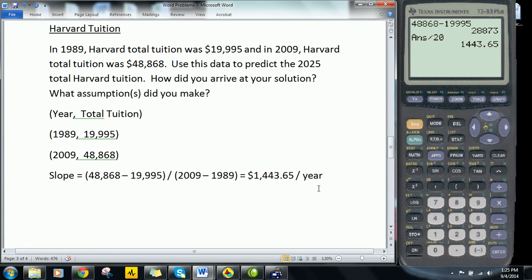Well, that means that for every additional year after 1989, assuming linearity, assuming that the slope is constant, assuming that the tuition rises at the same rate every year, or between any 2 years, or between any 2 moments in time, the tuition will rise $1,443.65 per every 1 year, right? Okay, so we can use that to answer the question.